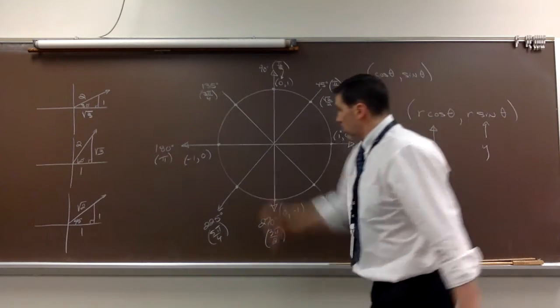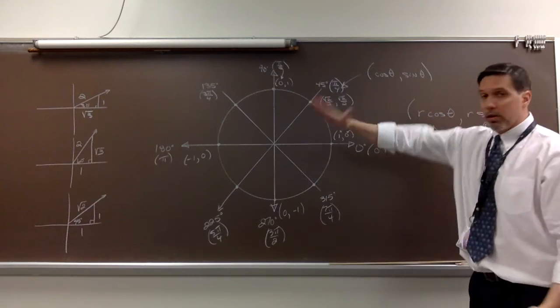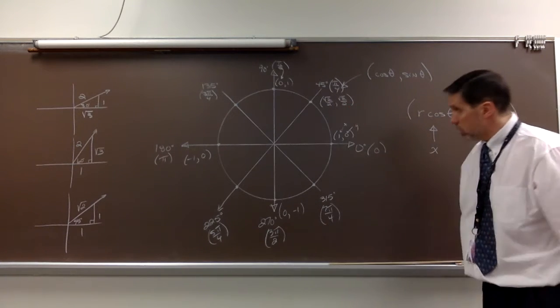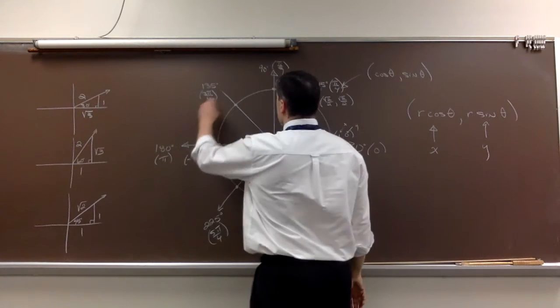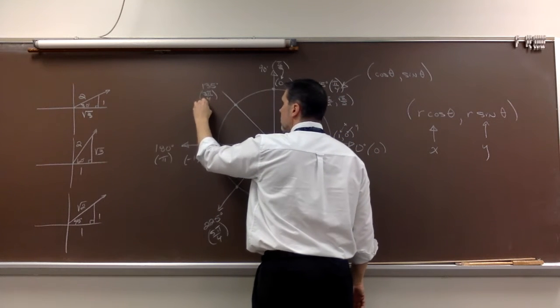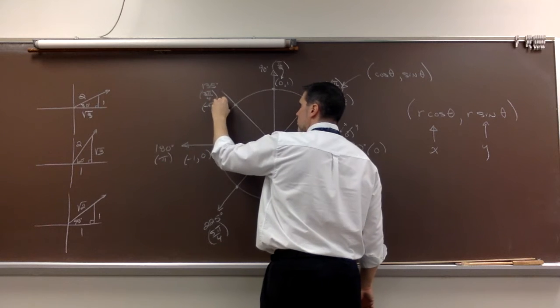Okay, as we go to 3 pi fourths, we just have to think, okay, it's the same thing, but we're in quadrant 2. Cosine is negative in quadrant 2, sine is positive. So this particular point, it's negative square root of 2 over 2, square root of 2 over 2.